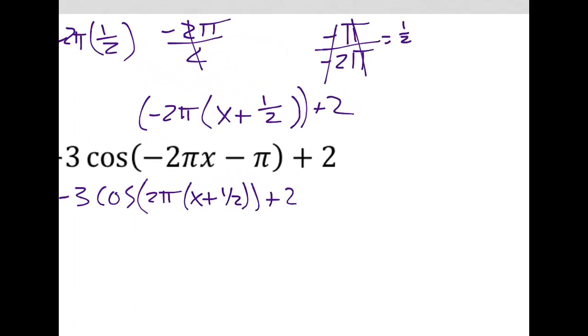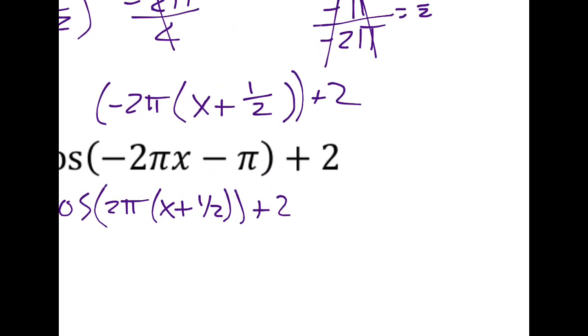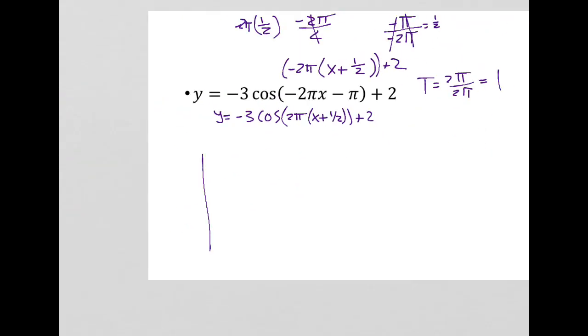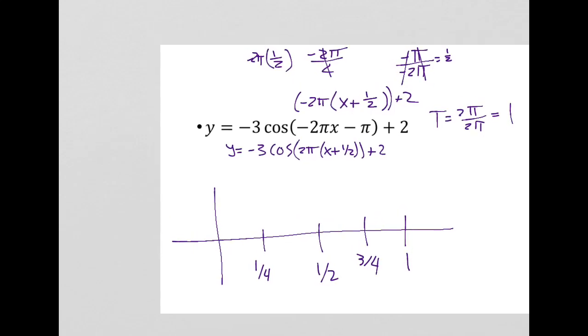So now we need only piece it all together. So if the normal period is 2 pi, I need to divide that by my coefficient, which is 2 pi. So what do we get? 2 pi over 2 pi is 1. So I'm going to go whoosh, like that. I'm going to go 1, 2, 3, 4, 1, 1/2, 1/4. That's an awkward 1/4. 1/4, 3/4. Notice the plus 2 is going to shift everything up by 2.